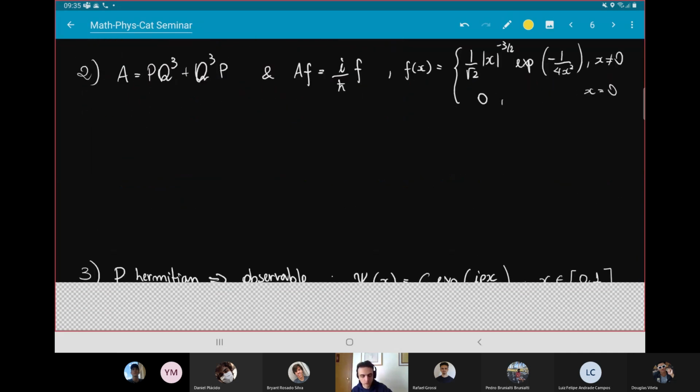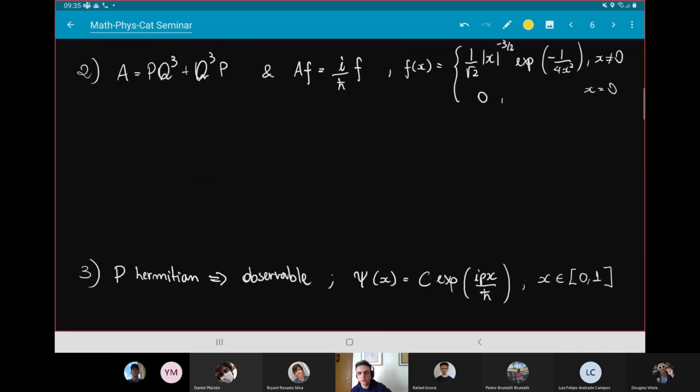The second problem that we had was that we defined an operator which we claimed to be Hermitian, because it was composed of Hermitian operators, and because it is a Hermitian operator, it has real eigenvalues. It turned out that for a given function, we didn't have a real eigenvalue. We had an imaginary one. So how do we work this problem out?